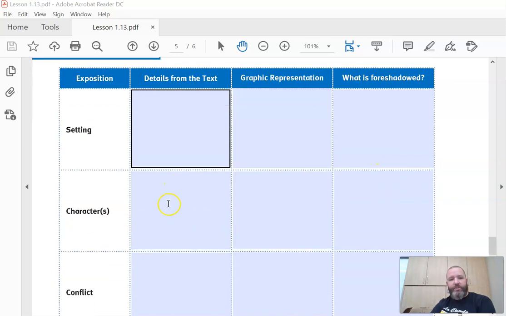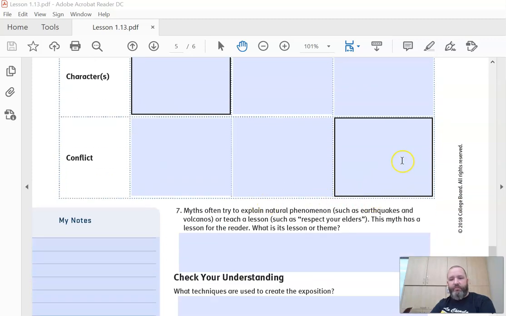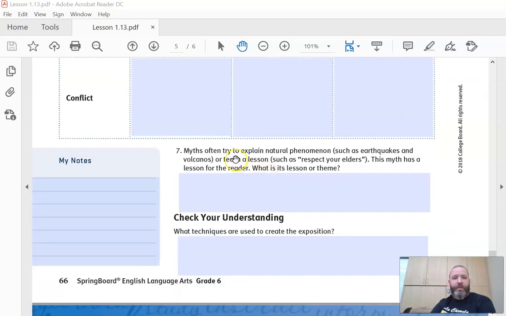Same thing with the characters. So what details do we know about the characters, and there might be a detail about a personality trait or something about one of the characters that will foreshadow or give us a hint about what's going to happen in the future. And then the conflict. So what details do we have about the conflict, and what does that foreshadow towards the end of the story or throughout the story, some kind of hint.